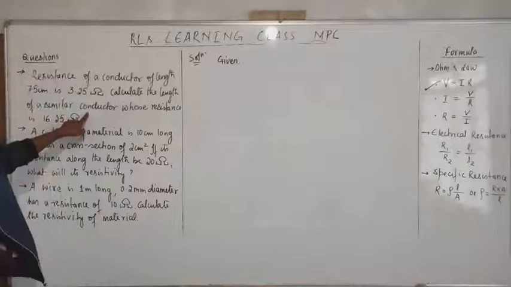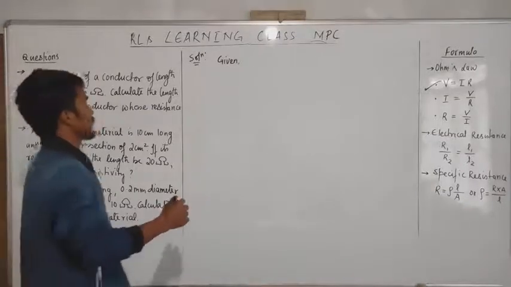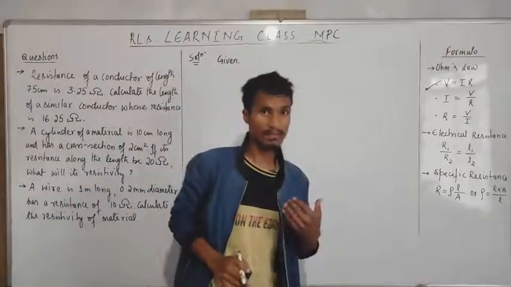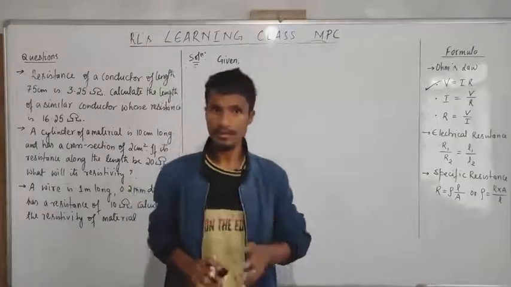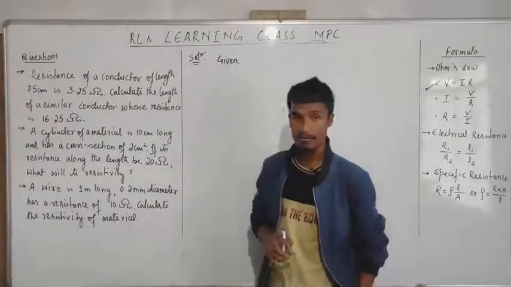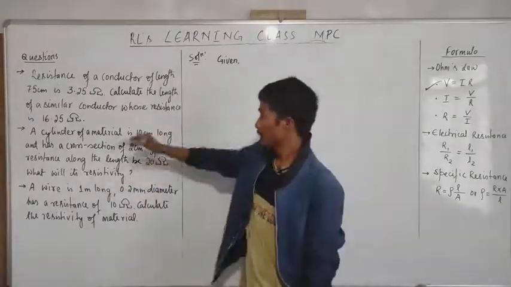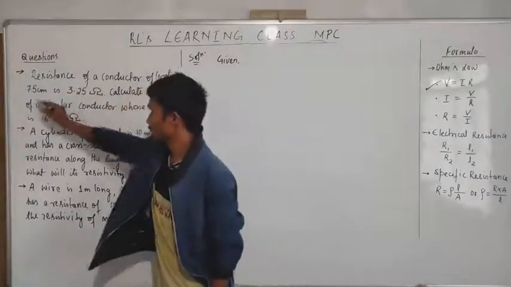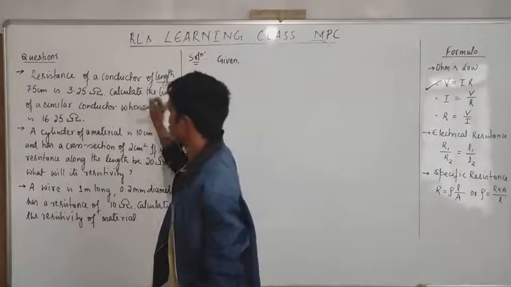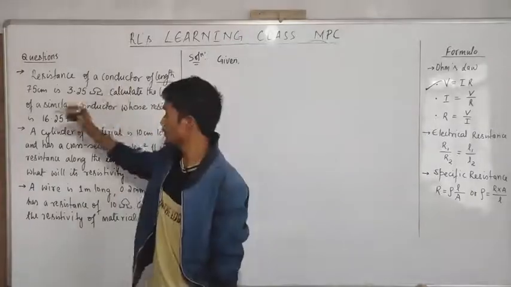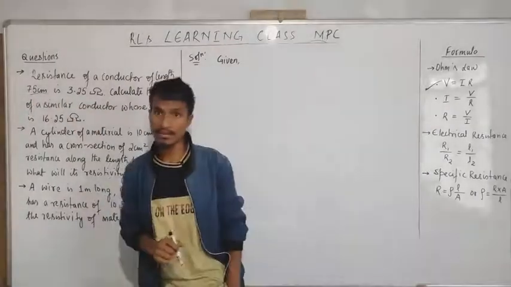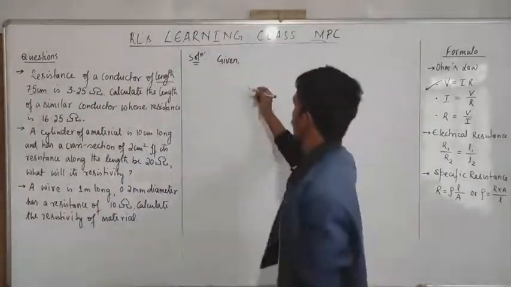This question now? Very simple. Now I told you from the beginning that once we start every type of problem in physics, always write what is given and then we'll use which formula. Here the resistance of a conductor of length, they gave the length of this conductor. How much? 75 centimeter. Okay, then I'll write here.